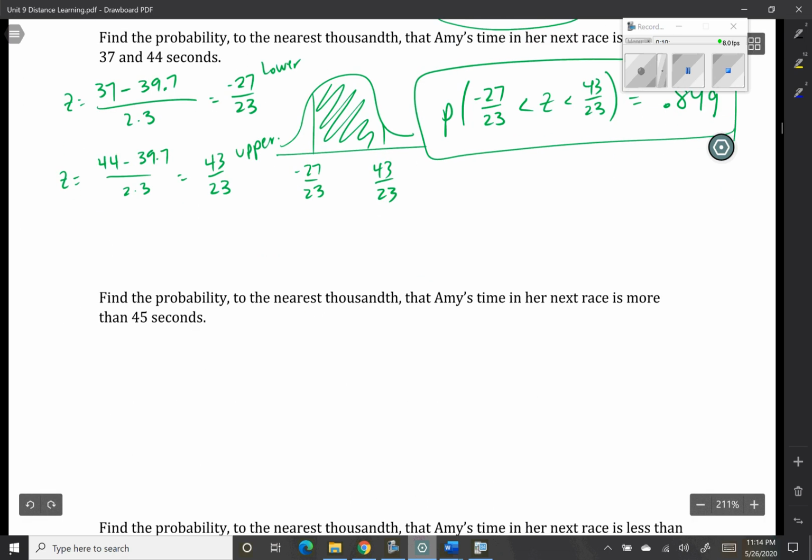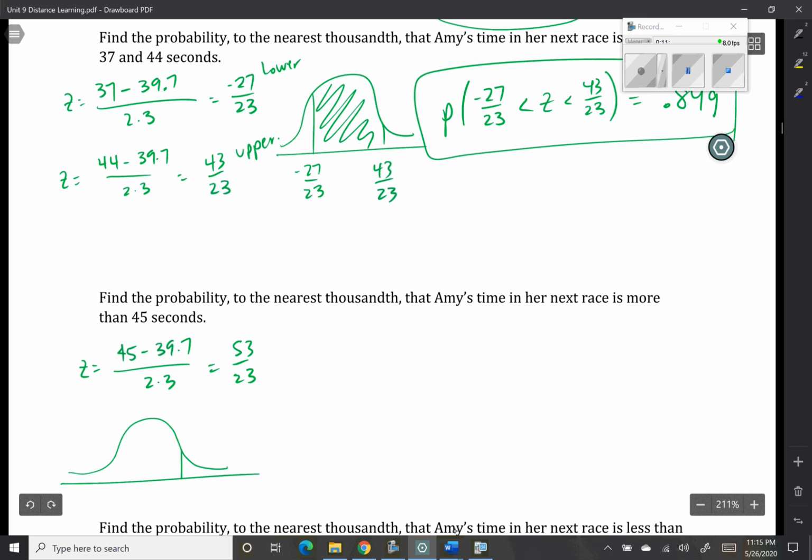Next, it says find the probability to the nearest thousandth that Amy's time will be more than 45 seconds. So more than 45 seconds. Let's first find the z-score for 45. So if we do 45 minus 39.7 over 2.3, we get this z-score. 45 minus 39.7 divided by 2.3 is 2.3 something. Big number, right? So we have 53 over 23. So we're talking about this bell curve.